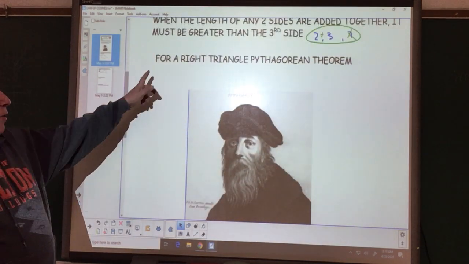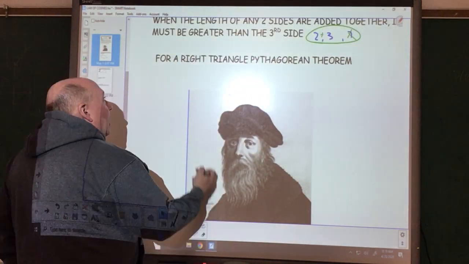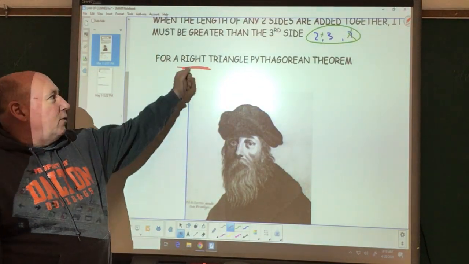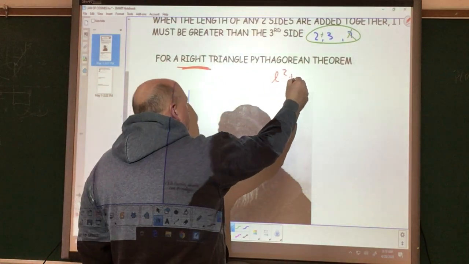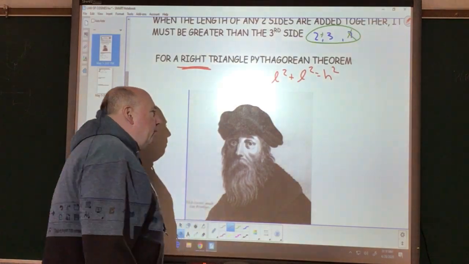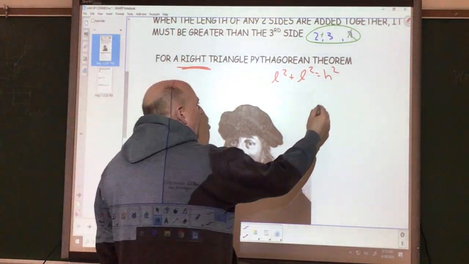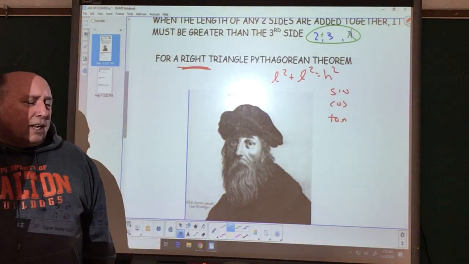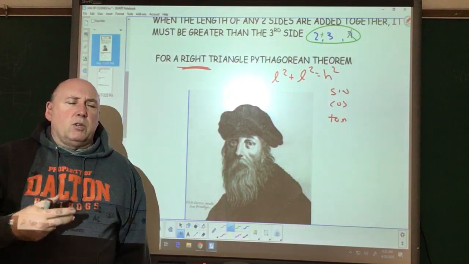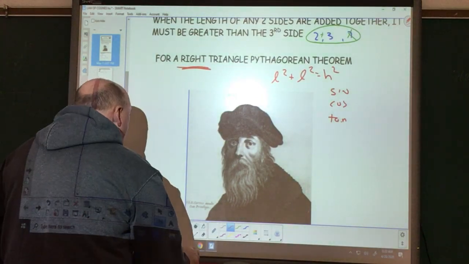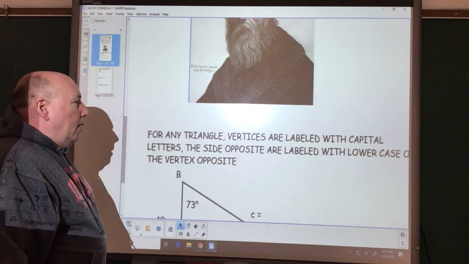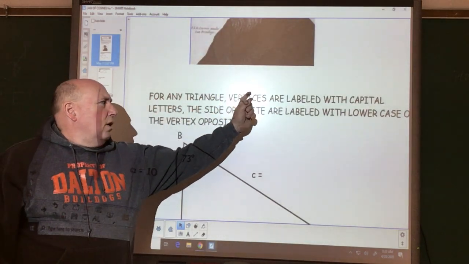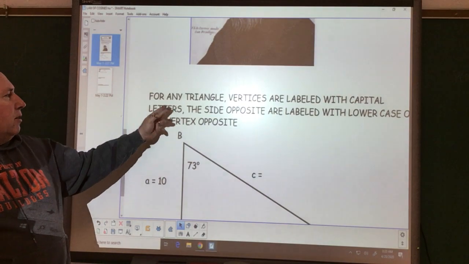If we have a right triangle, we have our good old buddy Pythagoras, which says one leg squared plus another leg squared equals the hypotenuse squared. And also if we have a right triangle, we have sine, cosine, and tangent, our trigonometric ratios that we can utilize to solve a right triangle.